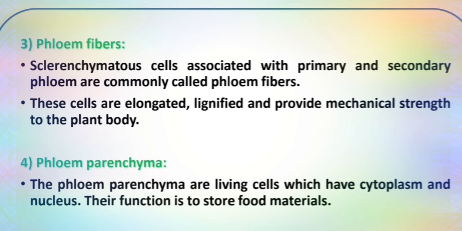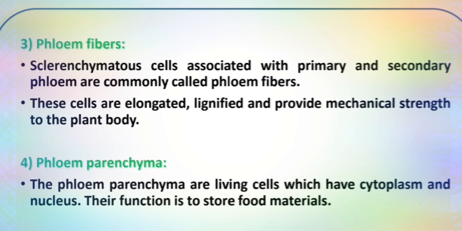What is primary phloem? If the phloem is formed from procambium, it is called primary phloem. Procambium is a meristematic tissue; its function is to divide and produce new cells. Secondary phloem is formed from the vascular cambium. Vascular cambium is formed in between the xylem and phloem. So if the vascular cambium gives rise to the phloem, that is called secondary phloem.